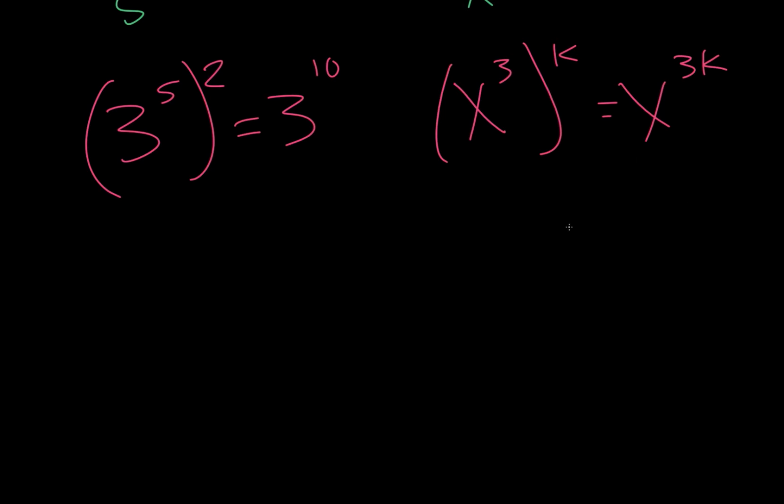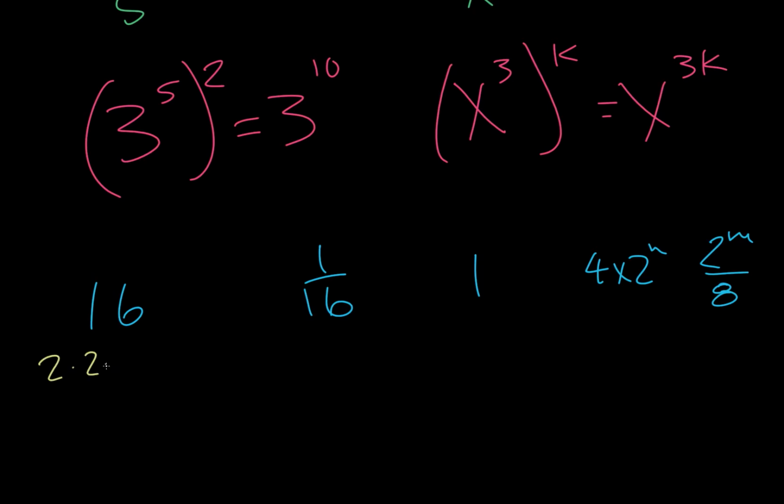Okay, now we're moving on to example 12, and it says write as a power of 2. So we've got to do it to 16, 1 over 16, 1, 4 times 2 to the n, and 2 to the m over 8. Okay, so 16 raised to the power of 2. We can just kind of go through. So it's 2 times 2 gives us 4, times 2 again gives us 8, times 2 again gives us 16, so that must be 2 to the 4.